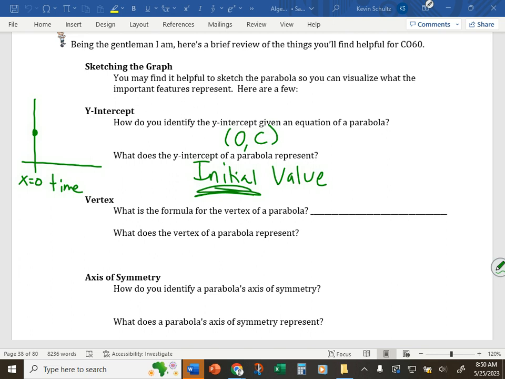Paisley, question. Initial. Oh, okay. I've said it like 10 times now. Initial. Okay.